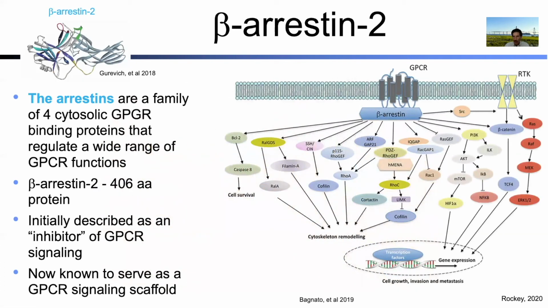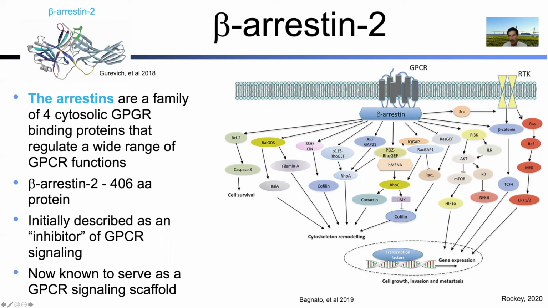Now, in the most recent work that we've done, we have gotten interested in another signaling partner in the GPCR signaling cascade, and that is beta-arrestin. So the arrestins are a family of 4 cytosolic GPCR binding proteins that regulate a wide range of functions. Beta-arrestin 2 is a 406 amino acid protein. It was initially described actually as an inhibitor of GPCR signaling, but is now known to serve as a scaffold for multiple different signaling pathways.